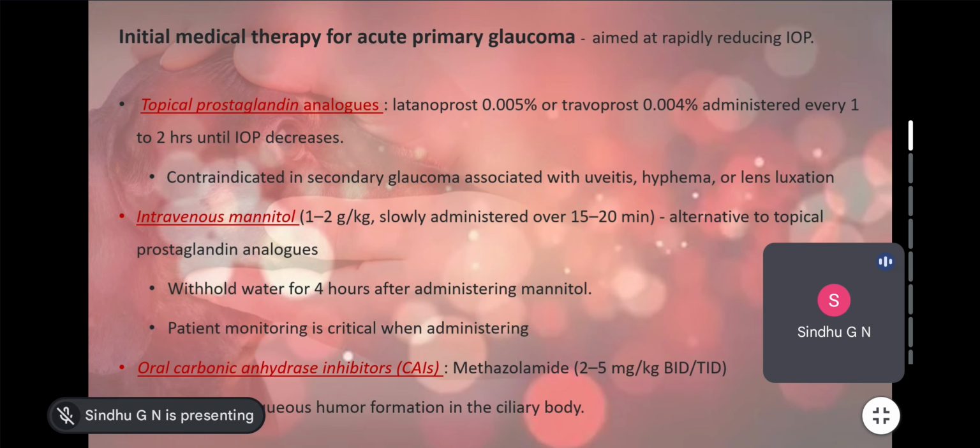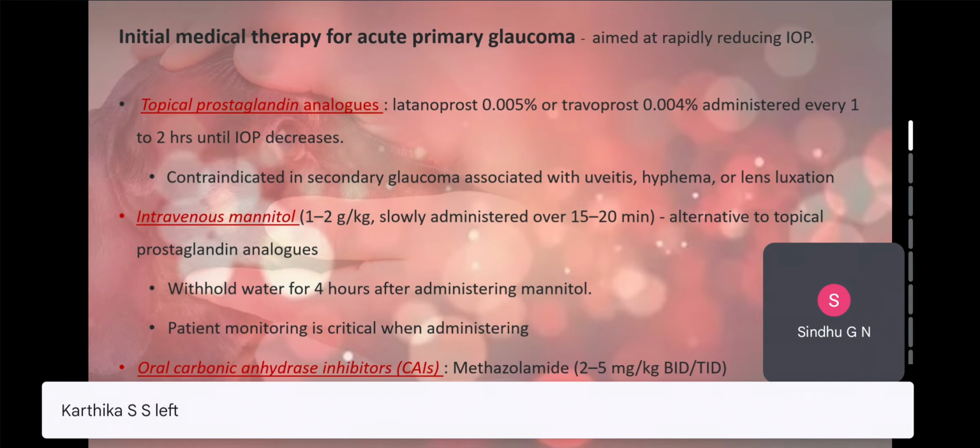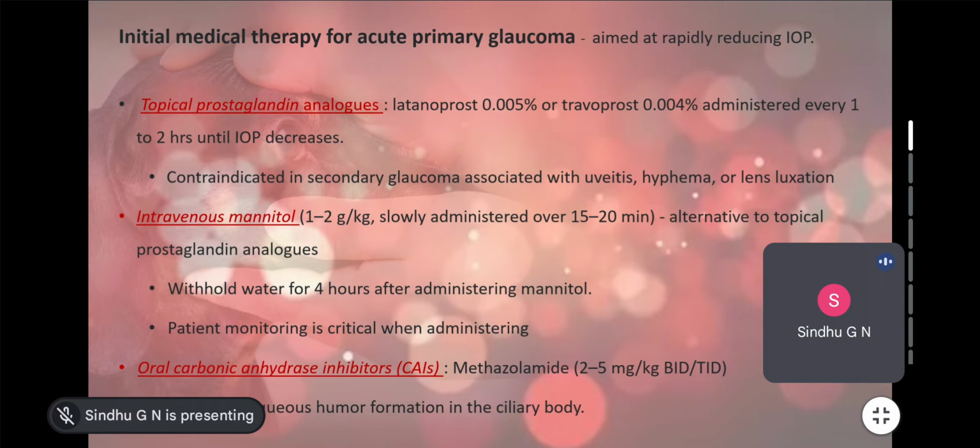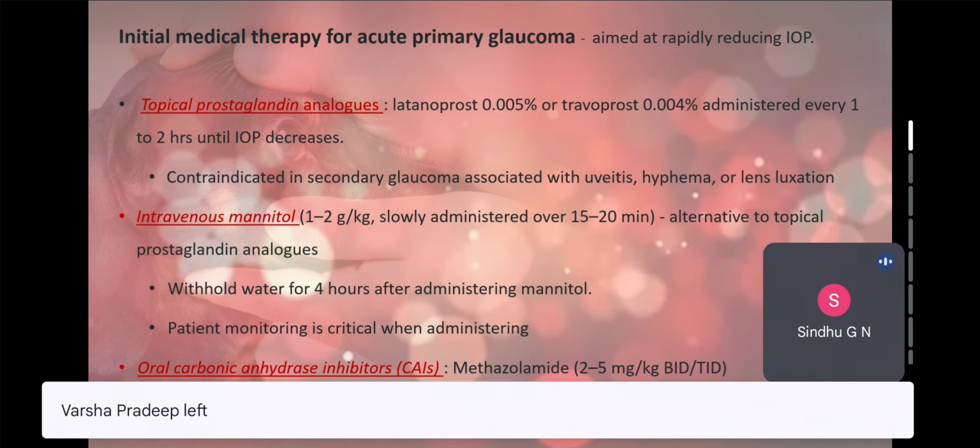So first line is always intravenous mannitol. If there is no uveitis, hyphema, or lens luxation, we can go for prostaglandin analogs. And when you are using mannitol, withhold water for 4 hours after administering mannitol. And patient monitoring is critical, especially when there is a cardiovascular or renal insufficiency in the pet. We have to keep monitoring the pet while giving an osmotic diuretic. Then oral carbonic anhydrase inhibitors decrease the aqueous humor formation in the ciliary body.